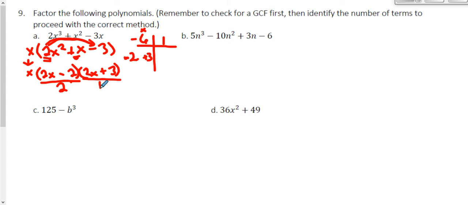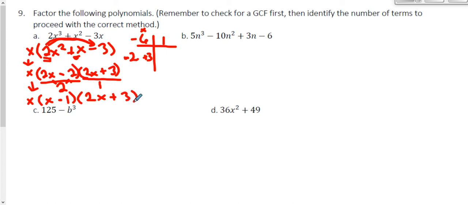So my x, again, will just come down to be part of my final answer. 2x minus 2 divided by 2. The 2x divided by 2 is just x. The negative 2 divided by 2 is just minus 1, like that. And then the 2x plus 3 divided by 1 won't change. 2x plus 3. And now that's completely factored.